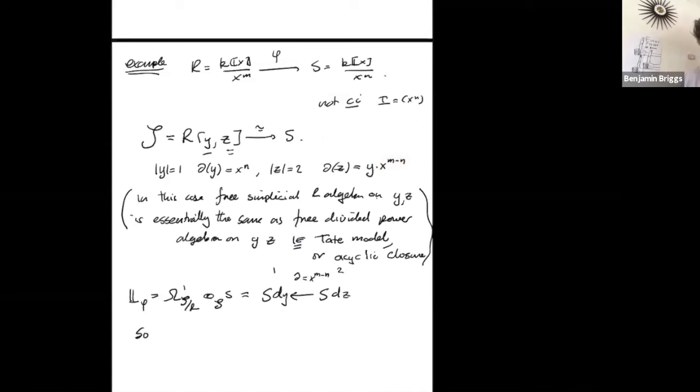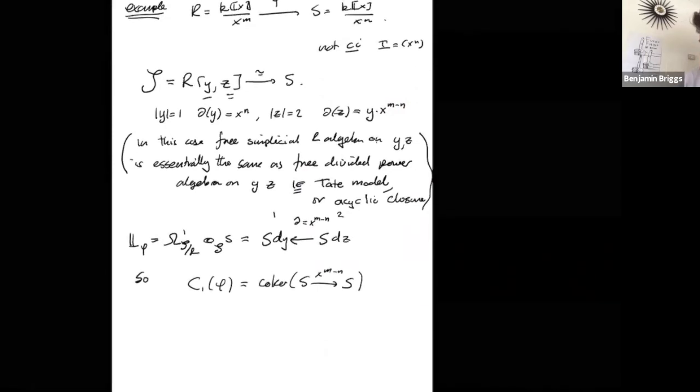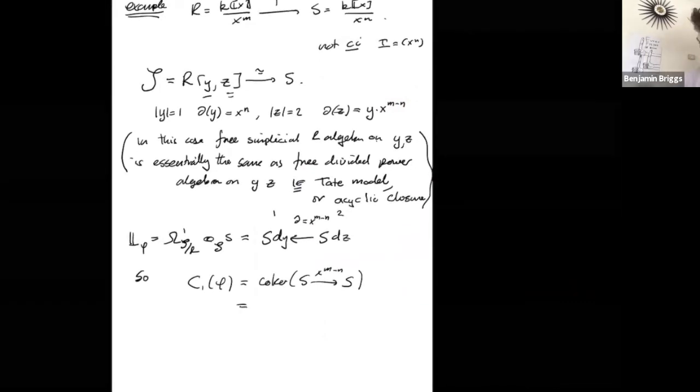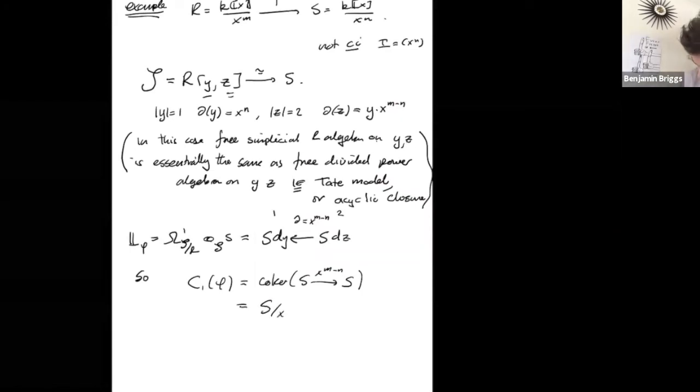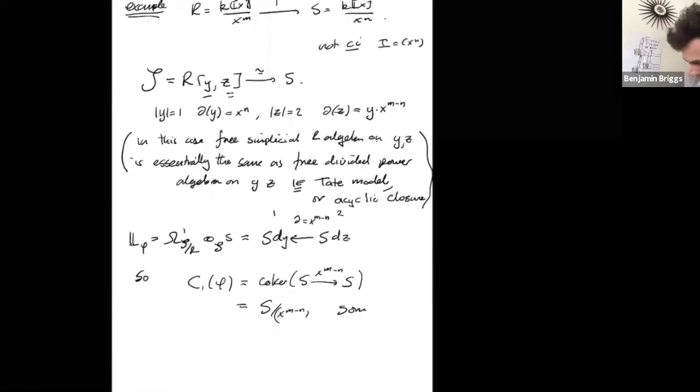So we can work out C1 now. It's going to be the cokernel of this map, x to the m minus n. And what does that do? Well, it's S modulo x to the m minus n, which is interesting because that might be free or it might not be. It depends whether m minus n is bigger than n or not. So sometimes free, depending on, so I said my n definitely has to be smaller than m, but it depends whether n is bigger than m over 2 or not.